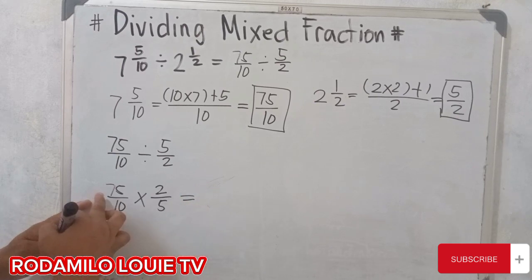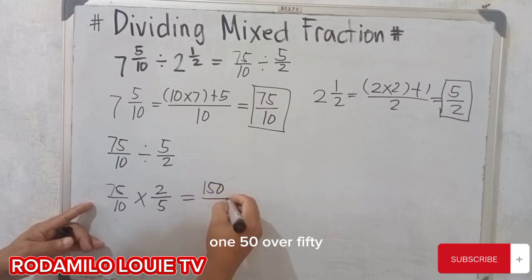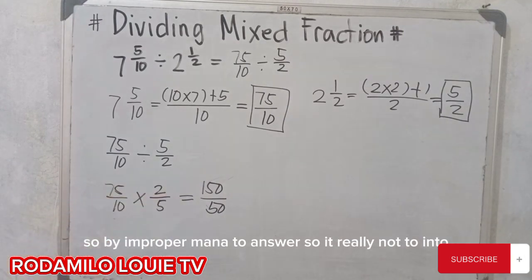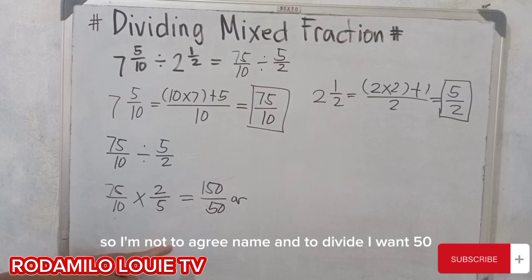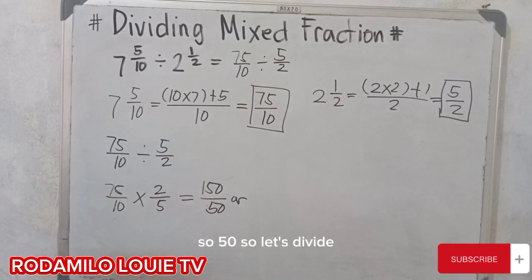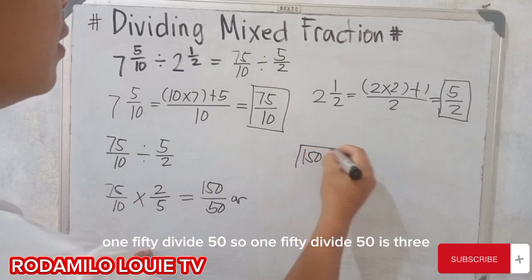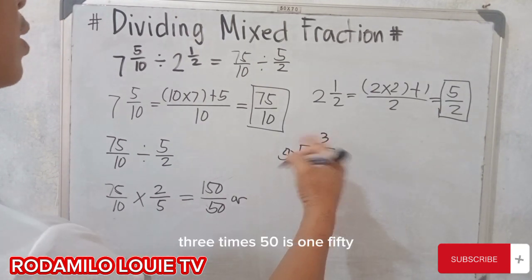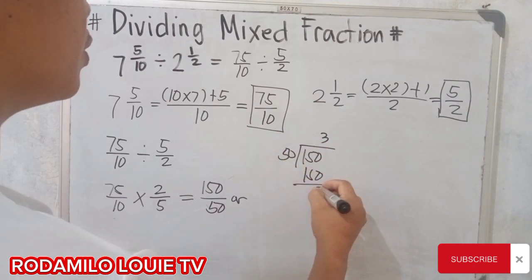So, let's proceed. 75 times 2 is 150 over 50. Since our answer is improper, we rename it into a mixed fraction by dividing 150 by 50. 150 divided by 50 is 3. 3 times 50 is 150, so the remainder is 0.